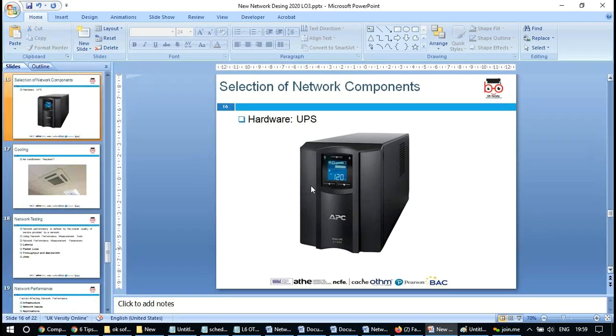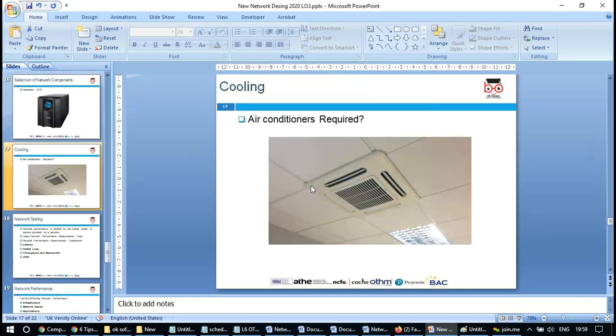Yes, that's right. Then you should have the proper cooling system, like air conditioners, and the room temperature must be maintained. If you do not have proper cooling within the room, then you would have problems in your network. Because, like explained earlier, the servers and the networking devices, the proper switches, they produce lots of heat, isn't it?